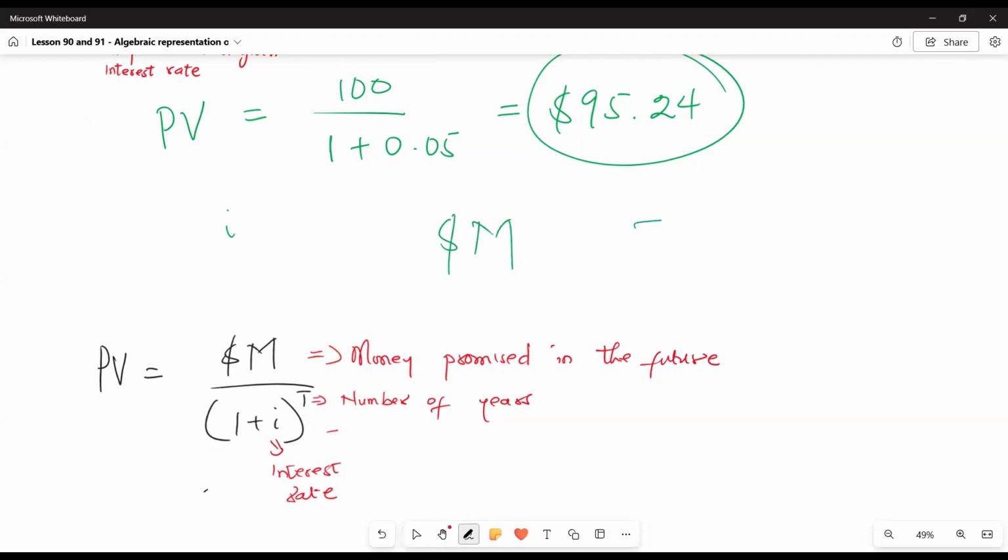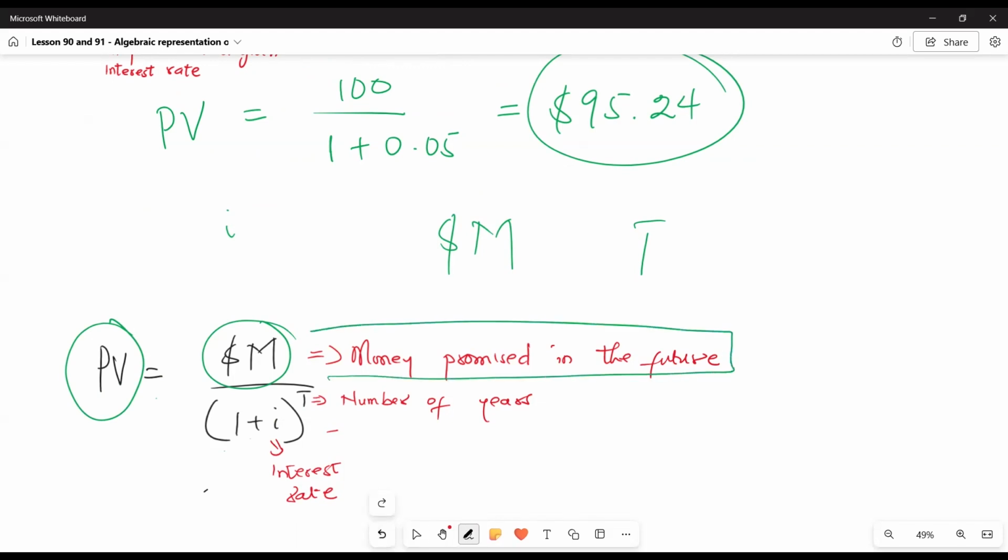So in general, the present value of a promise to pay $M in T years' time is simply the present value being equal to $M divided by 1 plus I raised to the power T. So this bit here is the money that is promised in the future, and the T here is the number of years that that money has been promised to be given to you, and then I is the interest rate. So even in the absence of inflation, a dollar in the future is worth less than a dollar today and must be discounted by an amount that depends upon the interest rate and when the money is receivable. So for this reason, I is often referred to as the discount rate used in the computation of the present value.